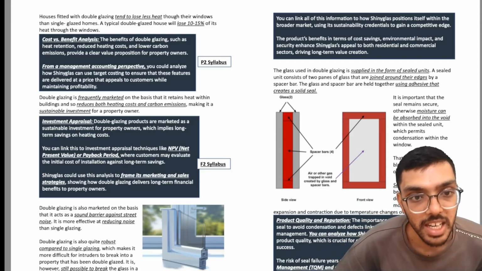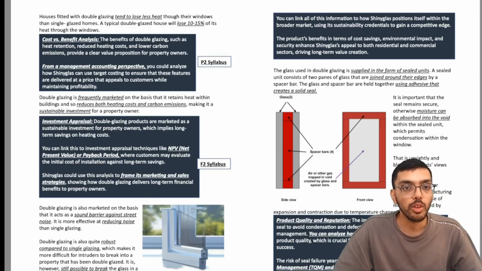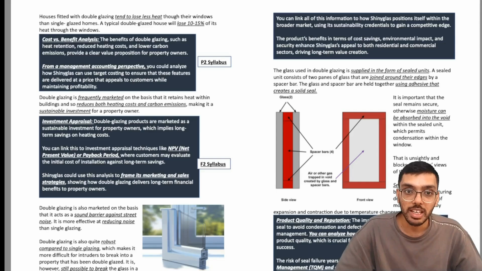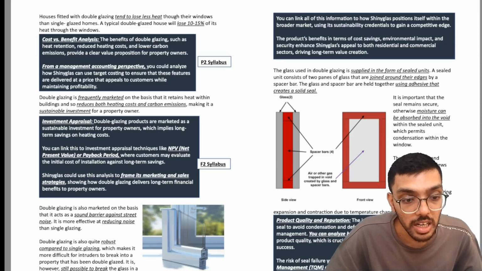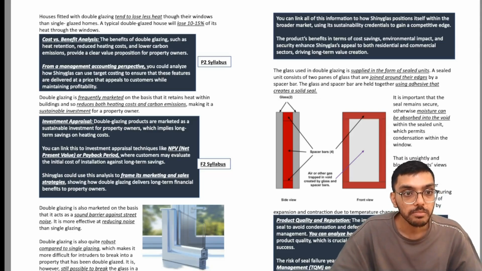Next, double glazing is frequently marketed on the basis that it retains heat within buildings and so reduces both heating costs and carbon emissions, making it a sustainable investment for a property owner. So what are the benefits of having double glazing glass? Reduces heating costs, carbon emissions, sustainability credentials. So these are things that our industry is currently marketing on.